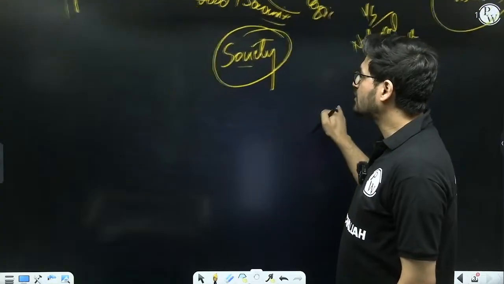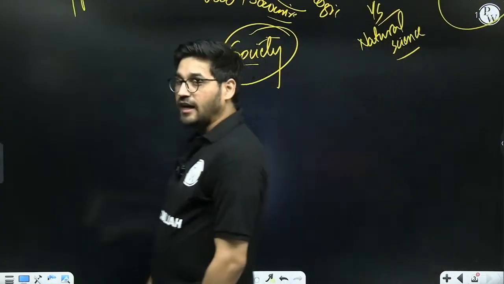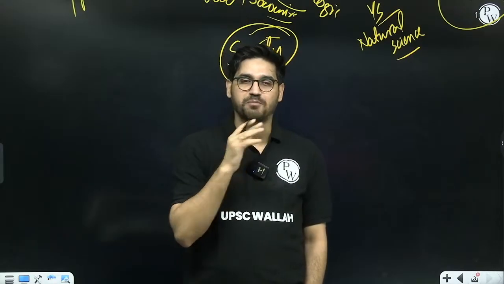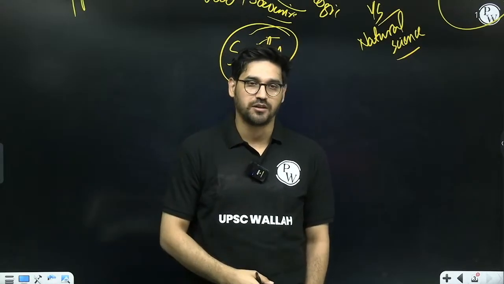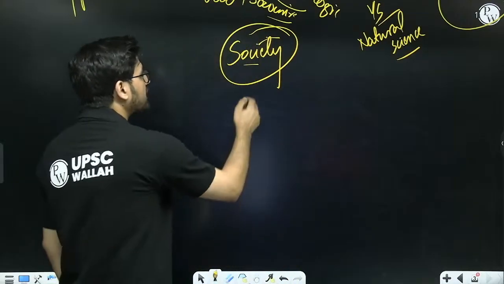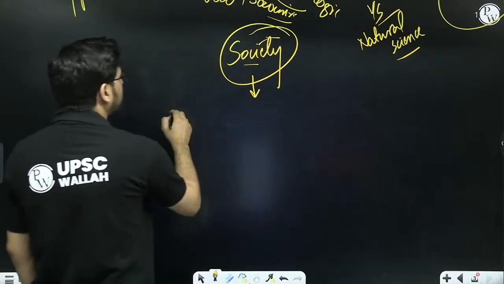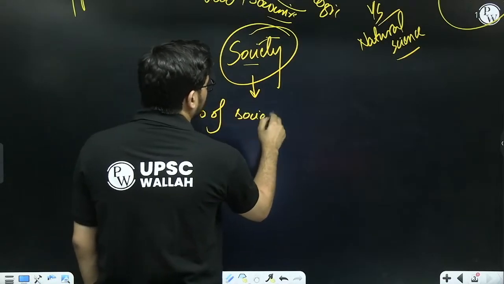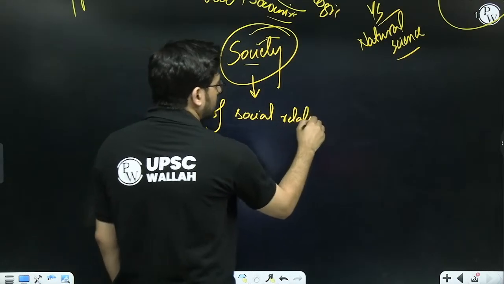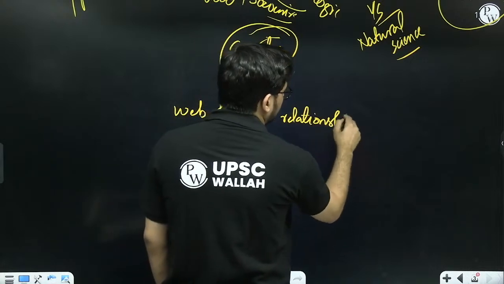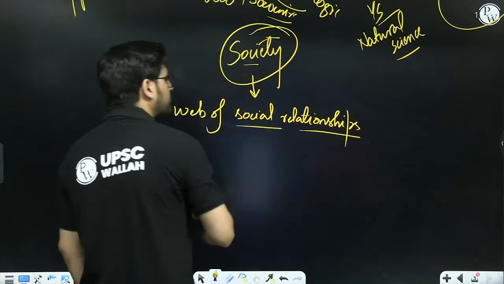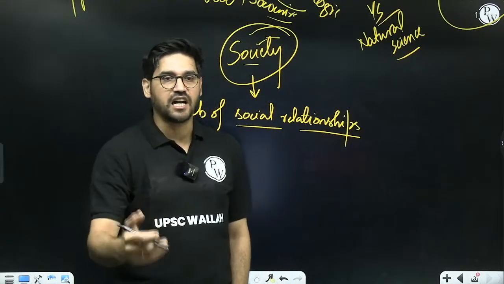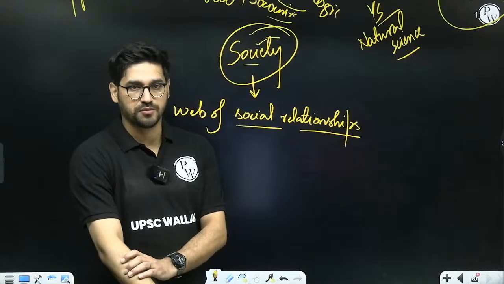Now, what is a society? Remember this. This is one of my most favorite questions to ask people. What is a society? Society, you will say, it is a network or a web of social relationships. A society is a web, an interconnected web of social relationships.